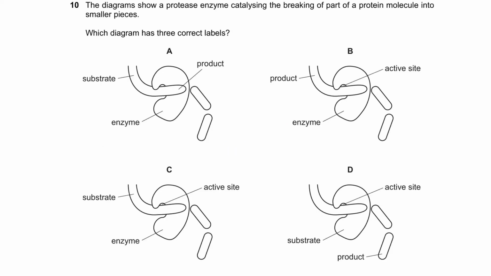Question 10 says the diagrams show a protease enzyme catalyzing the breaking of a part of a protein molecule into smaller pieces. Which diagram has 3 correct labels? This is the enzyme. Yes. This is the substrate, but that's not the product. This is the product. That's not the product, it's the substrate, so B is wrong. C is correct because all the 3 labels are correct, and D is wrong because that's not the substrate, it's the enzyme.